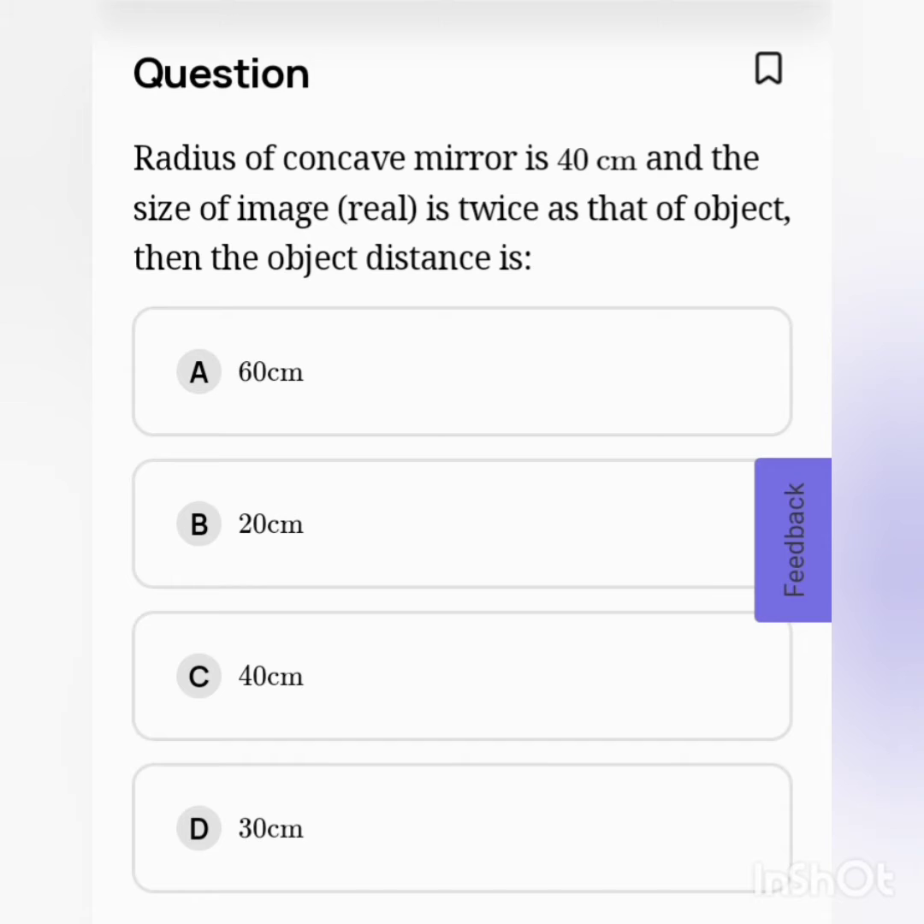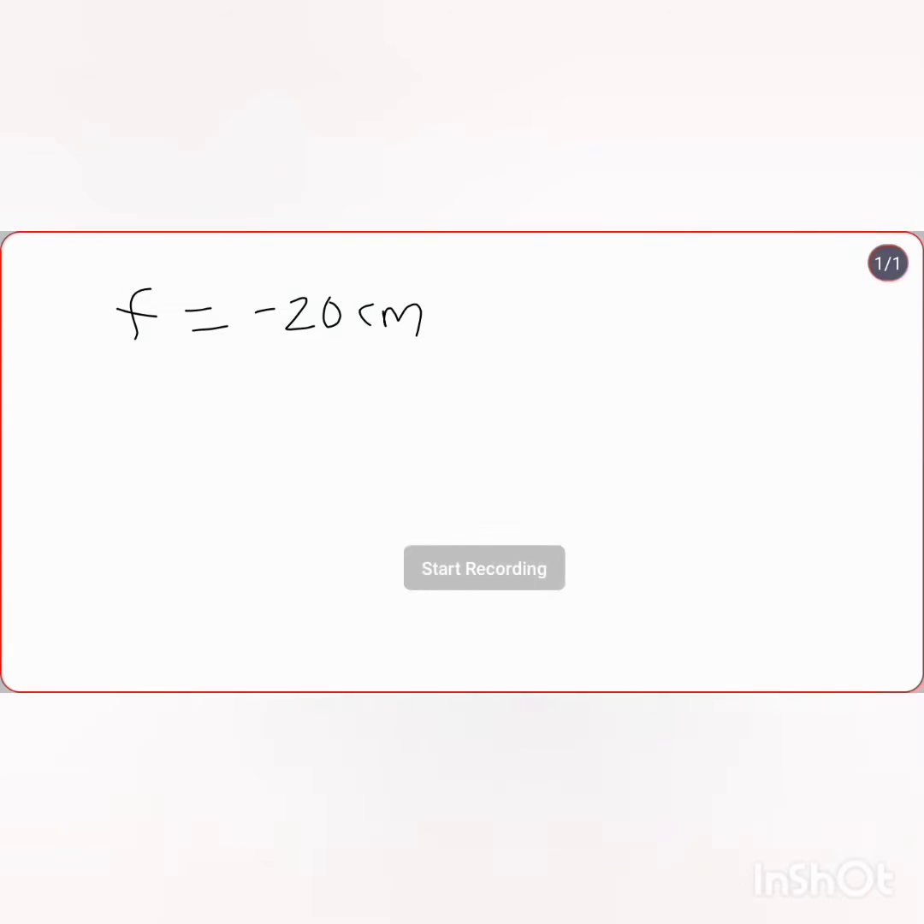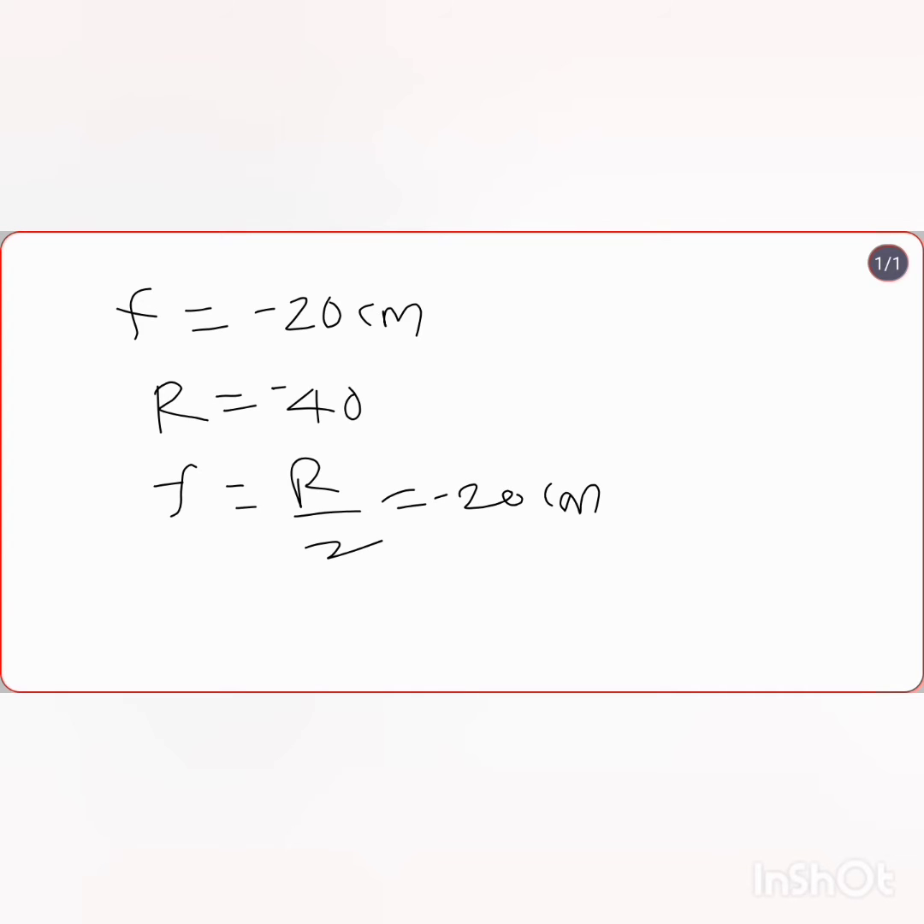Next question. Radius of concave mirror is 40 centimeter and the size of the image is real. It is twice that of the size of the object. Then the object distance is? The focal length of a concave mirror is negative. So focal length is equal to minus 20 centimeter. That is r is equal to minus 40, then f is equal to r by 2 is equal to minus 20 centimeter.